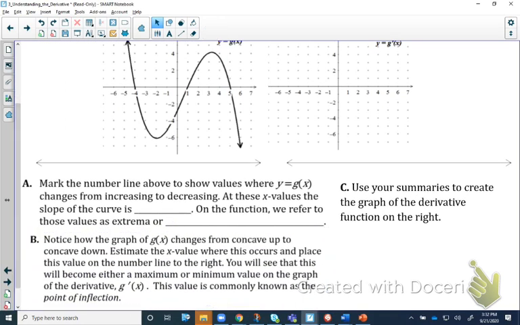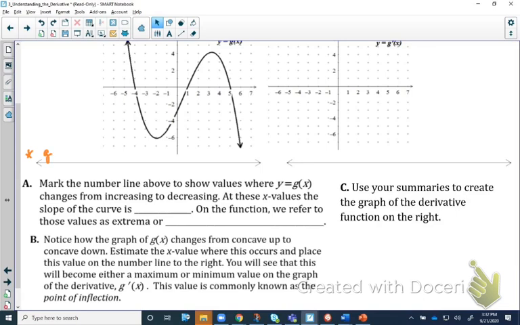Okay, so looking here, they give us these little number lines right here. And it's asking us to identify the intervals where the function is increasing, decreasing, or has a slope of zero. Okay. So we are looking at the primary function.